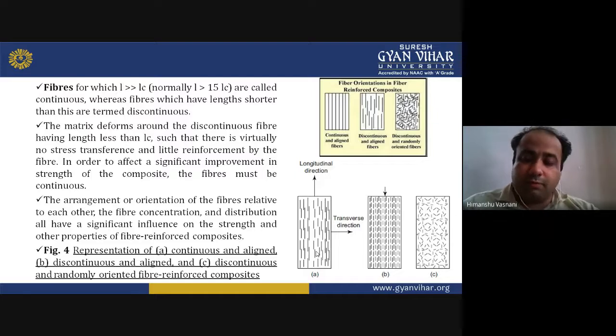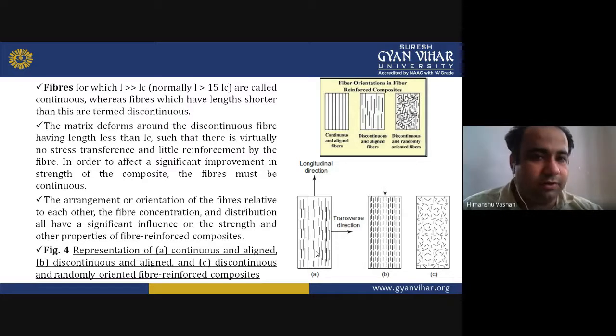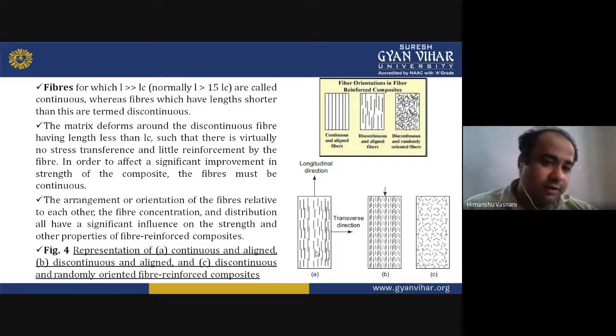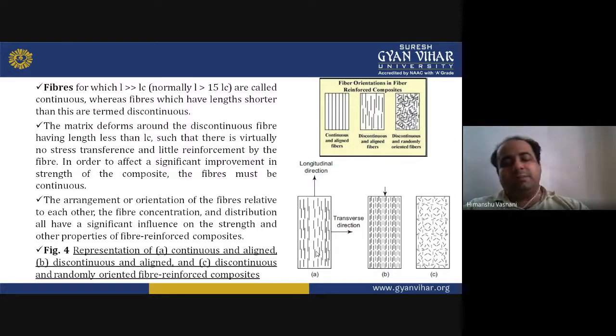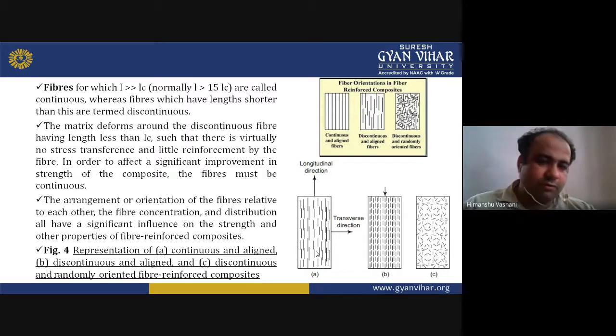Let's talk about fibers. Fibers for which L is greater than LC are called continuous, whereas fibers which have lengths shorter than this are termed discontinuous. The matrix deforms around a fiber having length less than LC such that there is virtually no stress transference and little reinforcement by the fiber. So in order to effect a significant improvement in the strength of the composite, the fibers must be continuous.